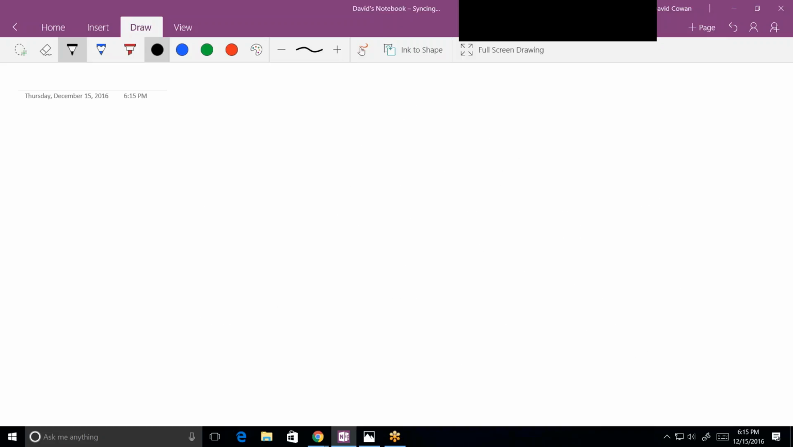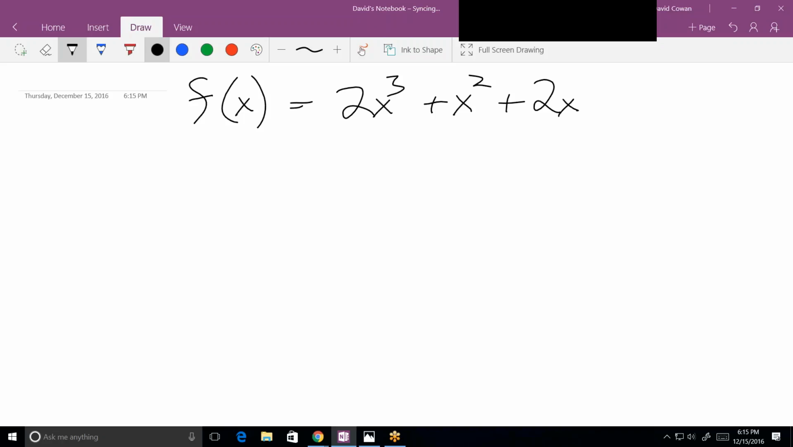All right, what else do you have? f of x equals 2x cubed plus x squared plus 2x minus 12. And they want you to find the zeros. Find one real zero of the function, then use synthetic division to find the two non-real complex zeros.